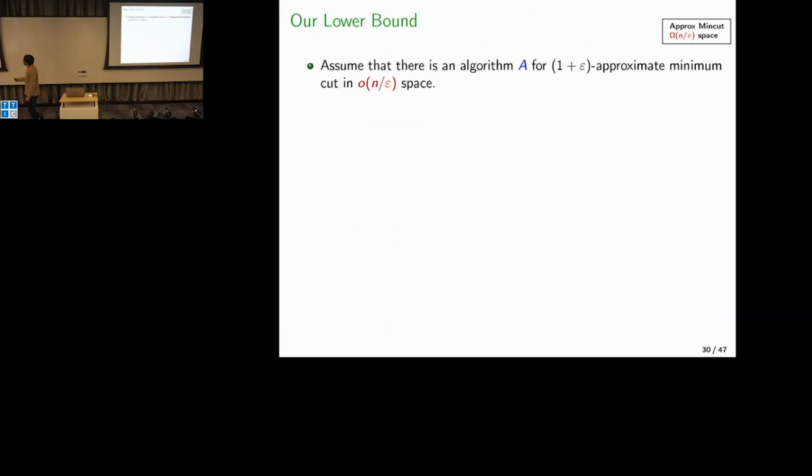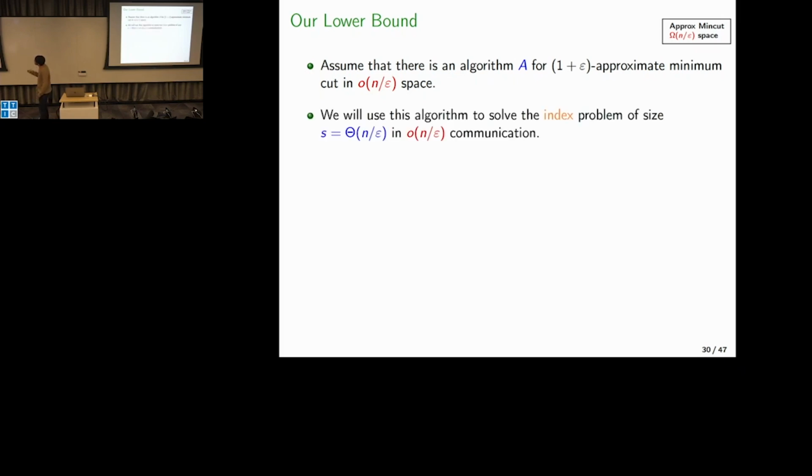Okay. So what we're going to do is assume there is an algorithm A for 1 plus epsilon approximate min cut that runs in little o of n over epsilon space. So it's a streaming algorithm. We're going to use this to solve an index problem of size roughly n over epsilon, and this is how we'll get a contradiction. Okay, so we're solving index and we have access to this algorithm A.